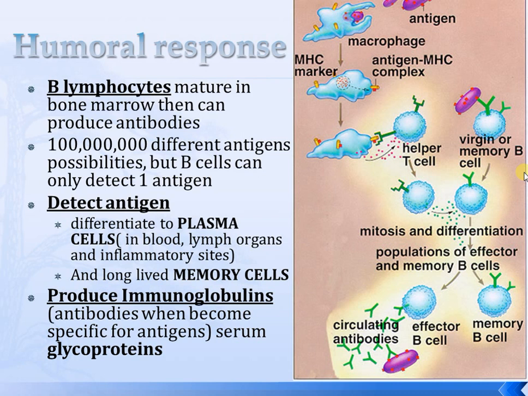But the B cell didn't have to touch the bacteria. These antibodies have another name too, they're called immunoglobulins, so sometimes you'll see them referred to as IG or AB. IG means immunoglobulin, AB means antibodies, but they're the same thing.